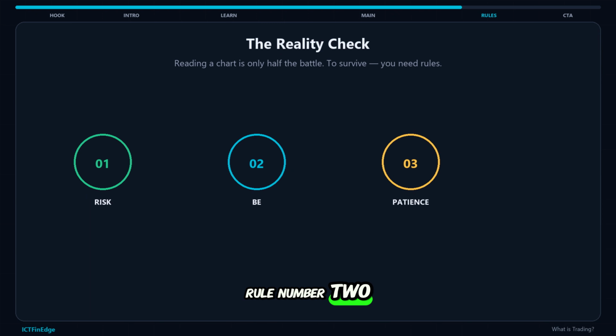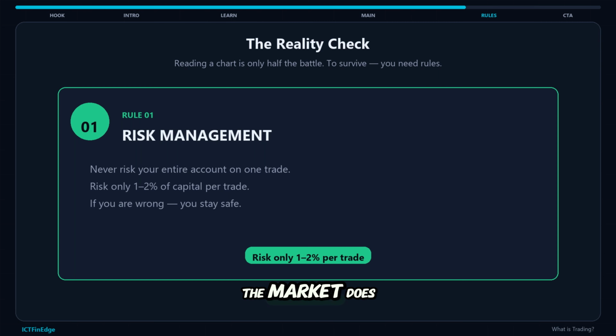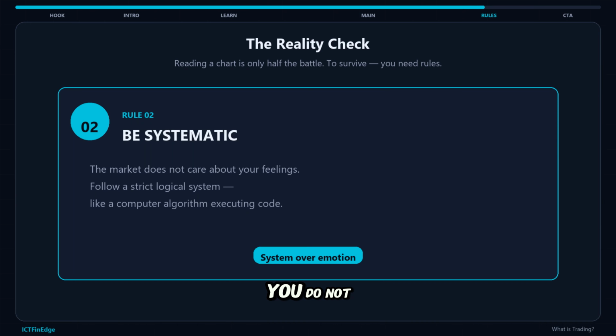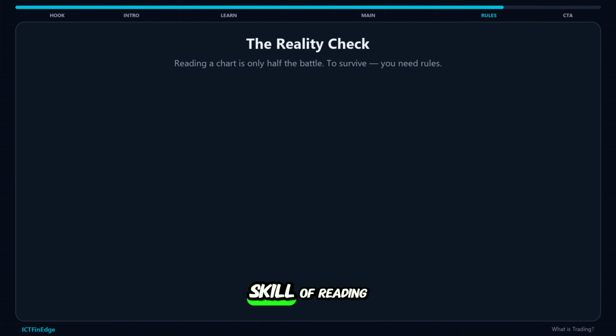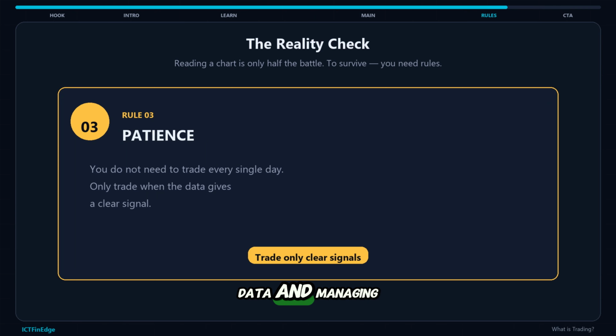Rule number two: be systematic. The market does not care about your feelings. You must follow a strict logical system, just like a computer algorithm executes code. Rule number three: patience. You do not need to trade every single day. You only trade when the data gives you a clear signal. Trading is not magic. It is a skill of reading data and managing risk.